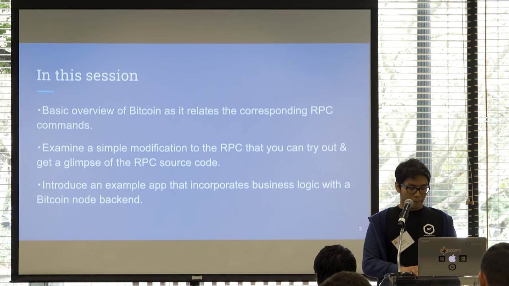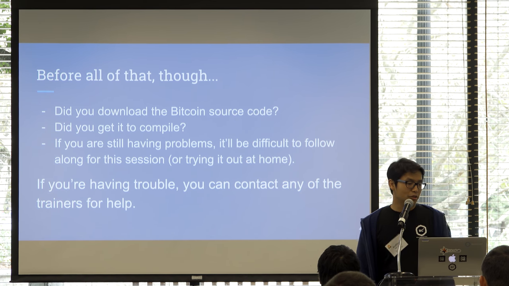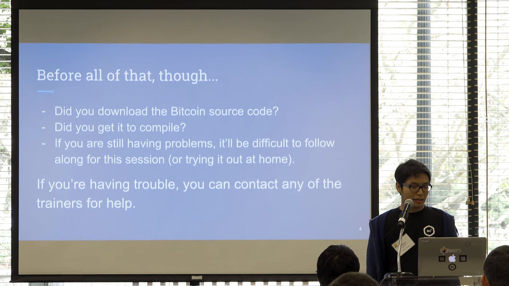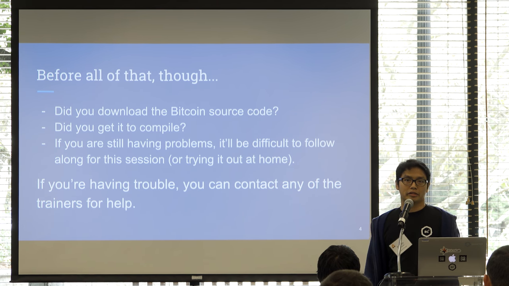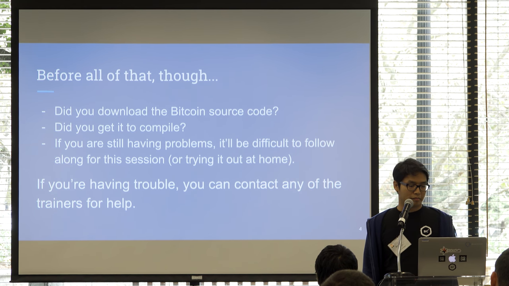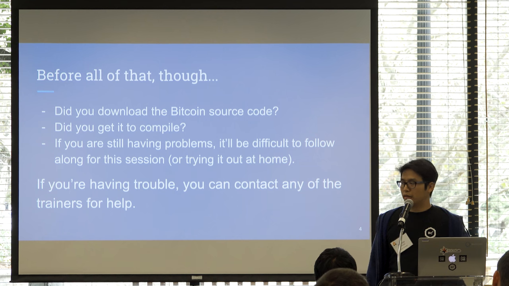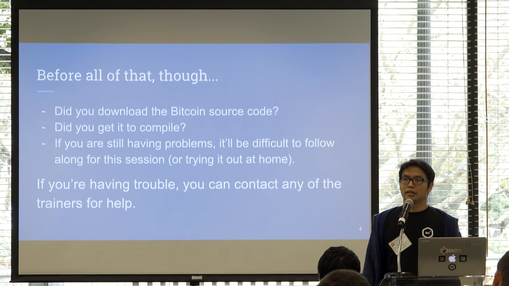All right. So basically, I'm giving you homework. Before all that, have you tried downloading the Bitcoin source code? Did you make it compile? If you have problems, of course, you can just Google it, or all of the trainers here have done it before, so hopefully they'll be happy enough to help you. You can contact me, and I'll help you as much as I can. Even if you don't plan on doing all of this, it's pretty good just to get the experience of trying to compile it and see what kind of problems show up.